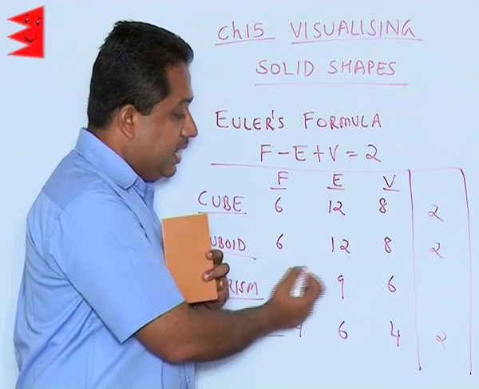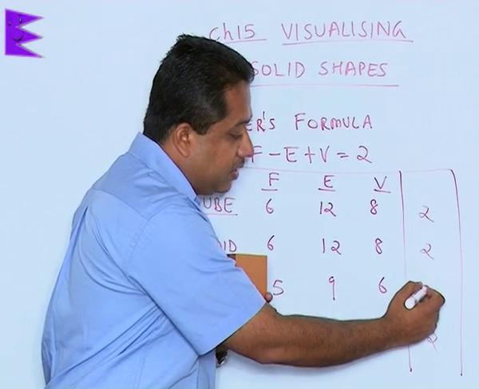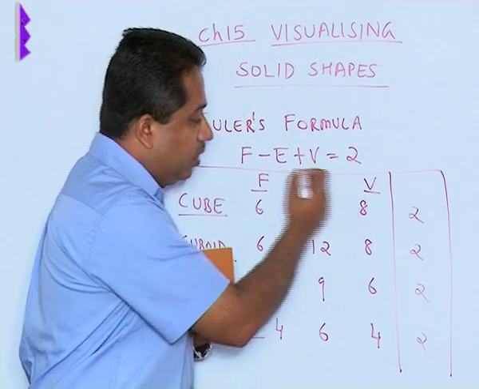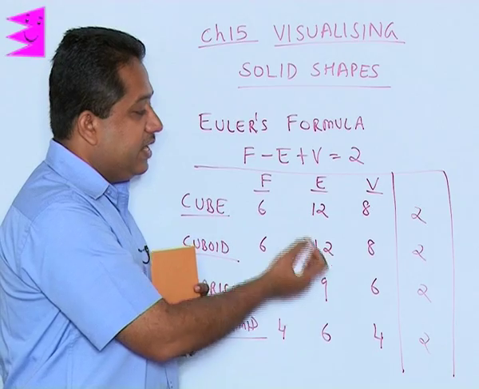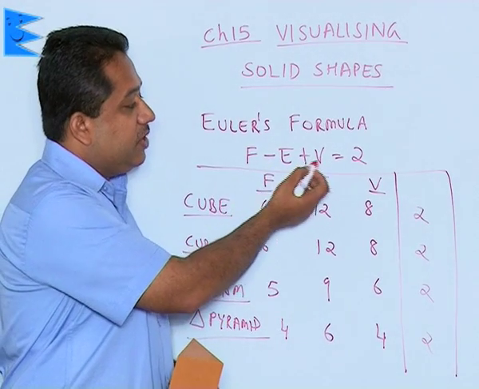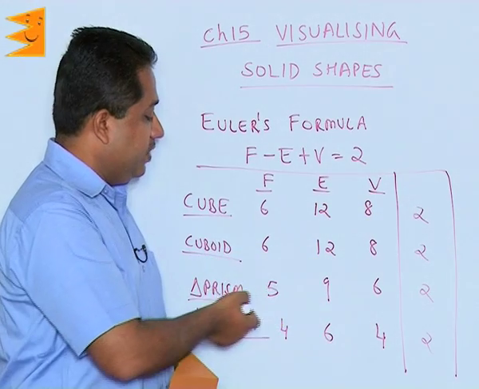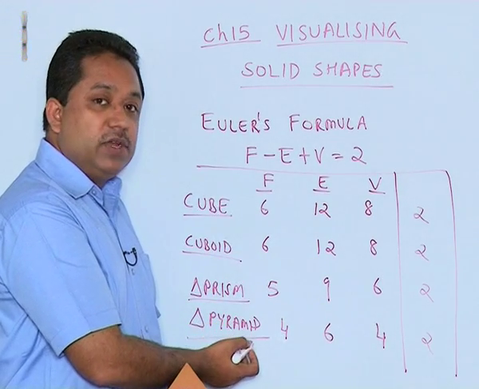When I add 5 and 6, we get 11, and 11 minus 9, again we are going to get 2. So, in all these cases, we find that when we apply Euler's formula, f minus e plus v is always coming out to be 2. So, we can say that Euler's formula is verified for these 3-dimensional figures.